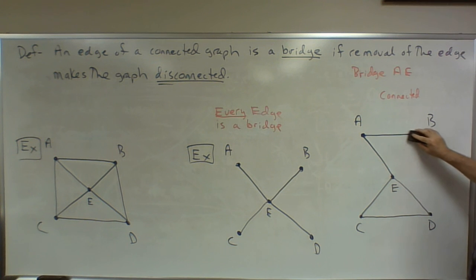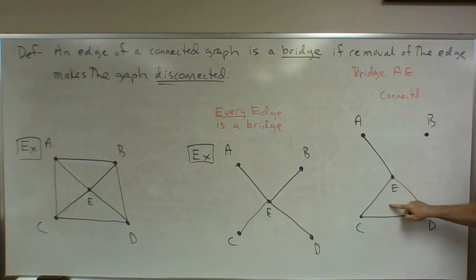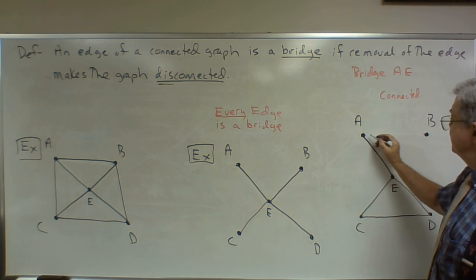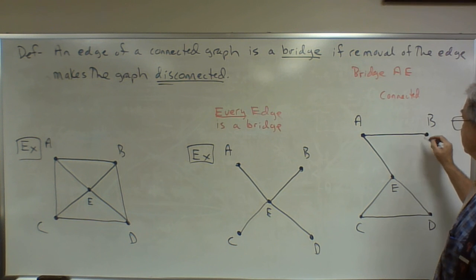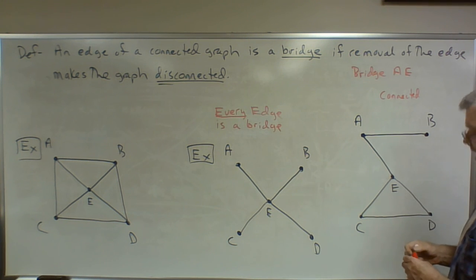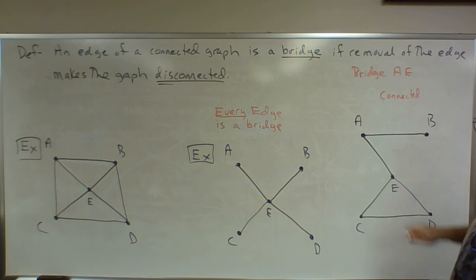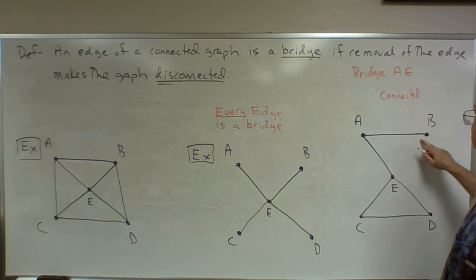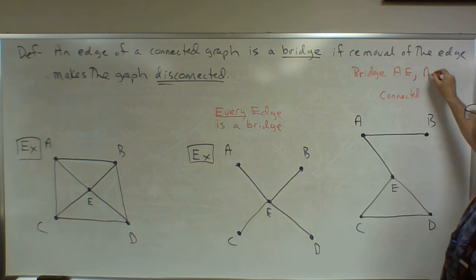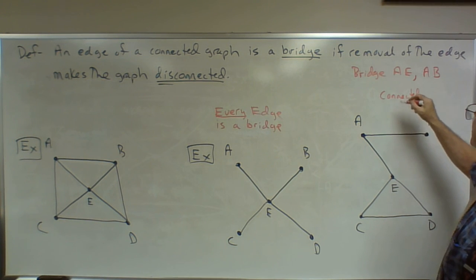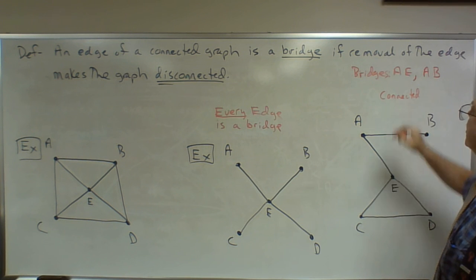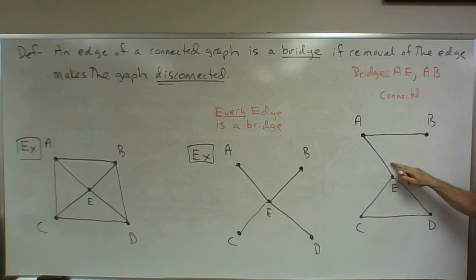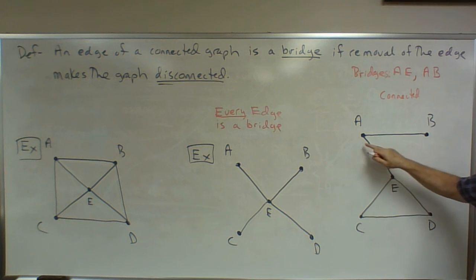What if I did this? Whoops. Now I can't get from B to any other vertex of the graph. So this edge was a bridge also. I removed the edge from A to B, and the graph is no longer connected. So A to E was a bridge, and A to B was a bridge also. So we have two bridges in this graph, edge AB and edge AE.